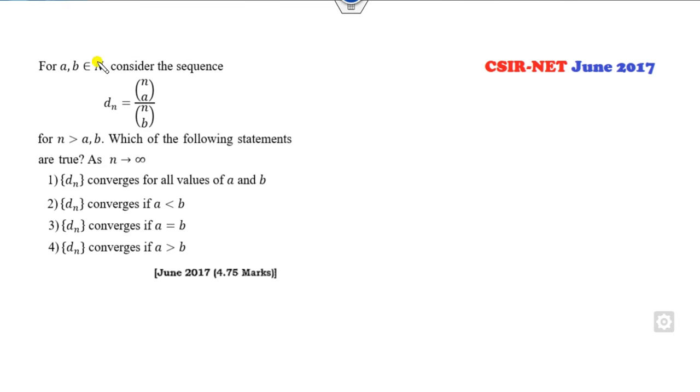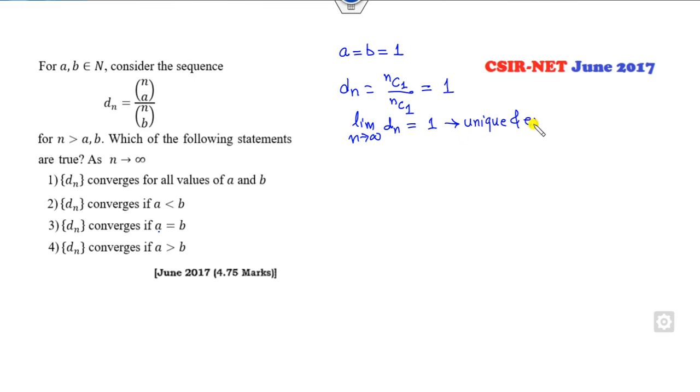Look at this one. A and B are natural numbers such that this property holds. Okay, very simple. Firstly, I can choose A equal to B. I can choose A and B as 1, and n must be greater than this. As n approaches infinity, what is my d_n? nC1 over nC1, which is 1. Therefore, the limit as n approaches infinity is 1, which is unique and exists. What does it mean? d_n is convergent. So d_n is convergent, correct option.